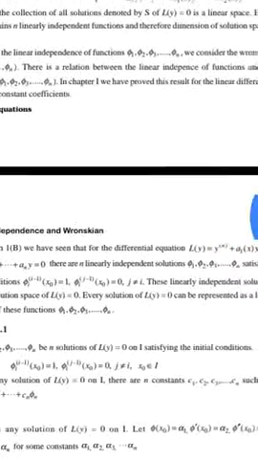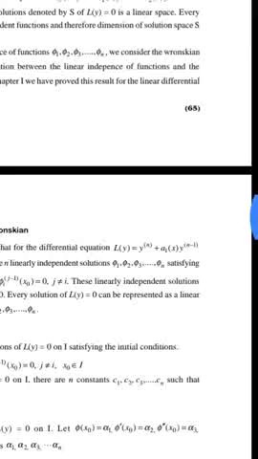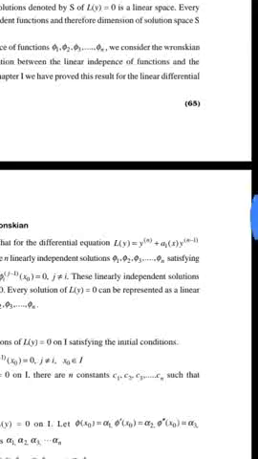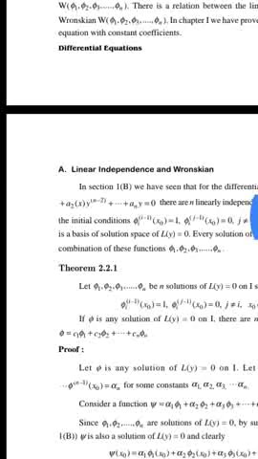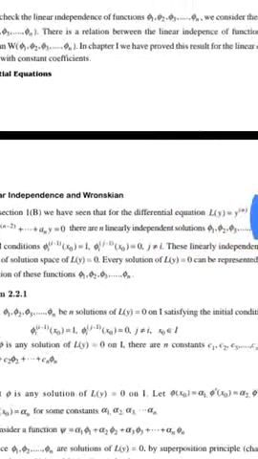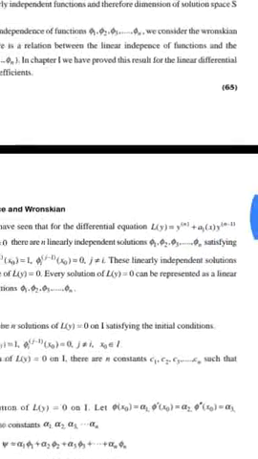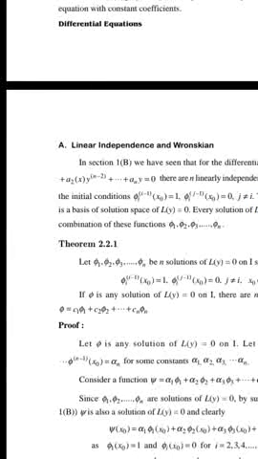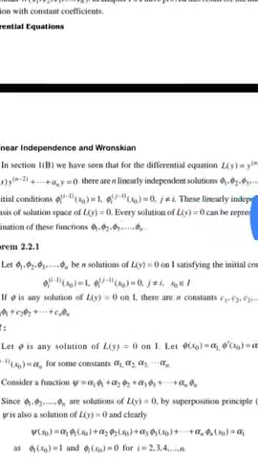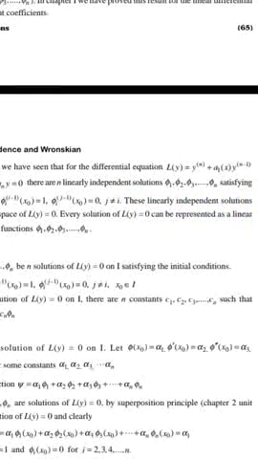We have seen that for the differential equation L of y is equal to y raised to n plus a1 of x y raised to n minus 1 plus a2 of x y raised to n minus 2 plus ... plus a n y is equal to 0, there are n linearly independent solutions phi1, phi2, ..., phi n satisfying the initial conditions phi i raised to i minus 1 of x naught is equal to 1, and phi i raised to j minus 1 of x naught is equal to 0, j is not equal to i.